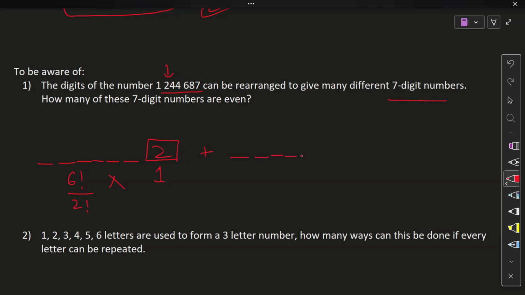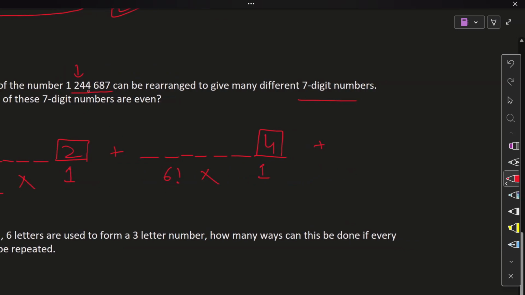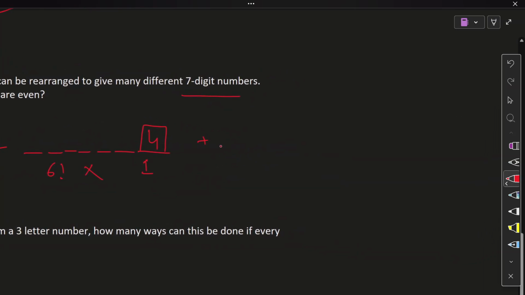Plus 1, 2, 3, 4, 5, 6, 7. Now place the 4 here. A 4 goes here. The outside 6 numbers can move around. This is 1. I'm going to move on. Now why haven't I divided by 2 factorial? Because nothing repeats. See, this 4 has been fixed here, and the 6 numbers that are moving around are all different. So no need to divide. Moving on to the third case: 1, 2, 3, 4, 5, 6, 7 numbers. A 6 goes here. Fixed. Then we have 6 numbers that can move around, and the 4 repeats 2 times. That's going to be here.